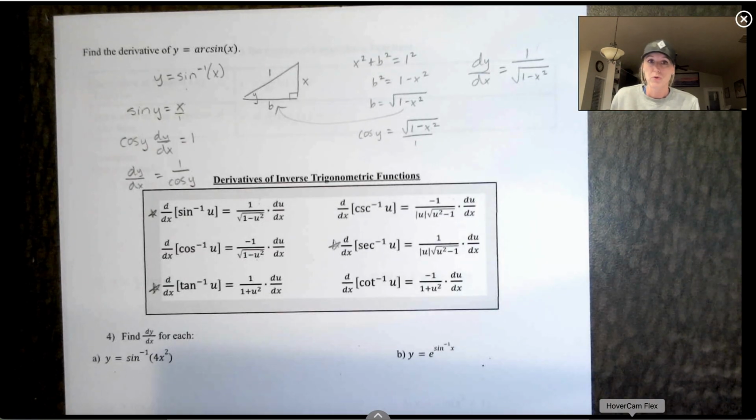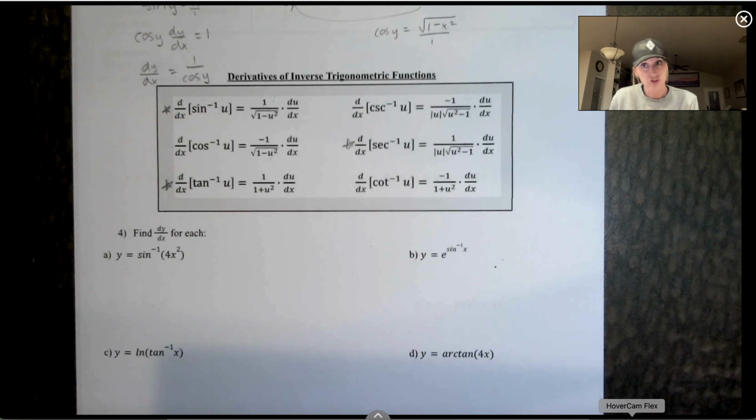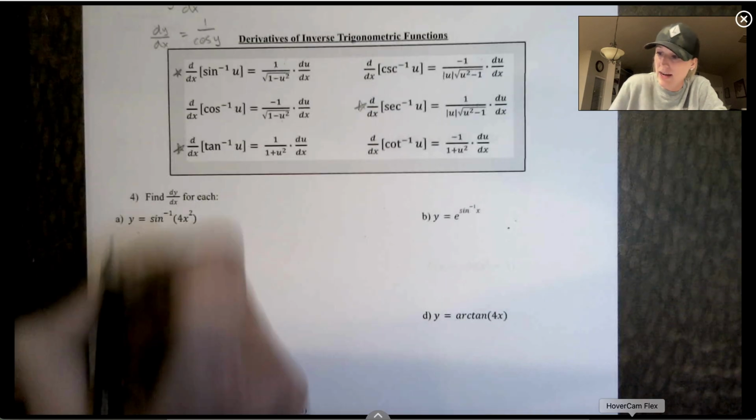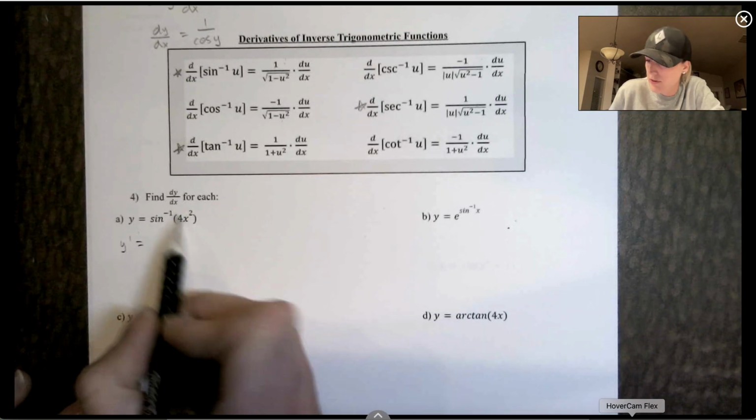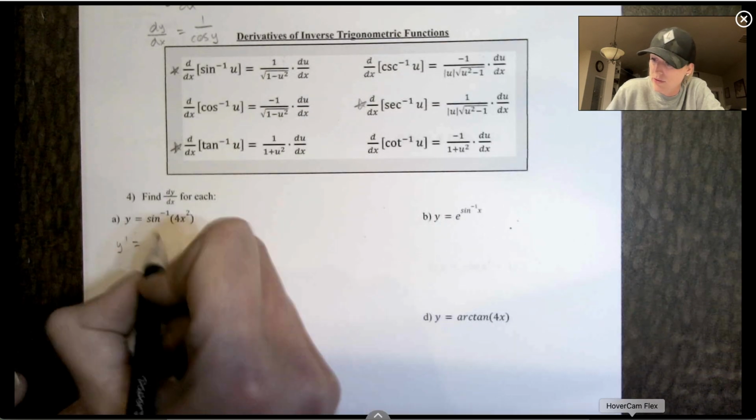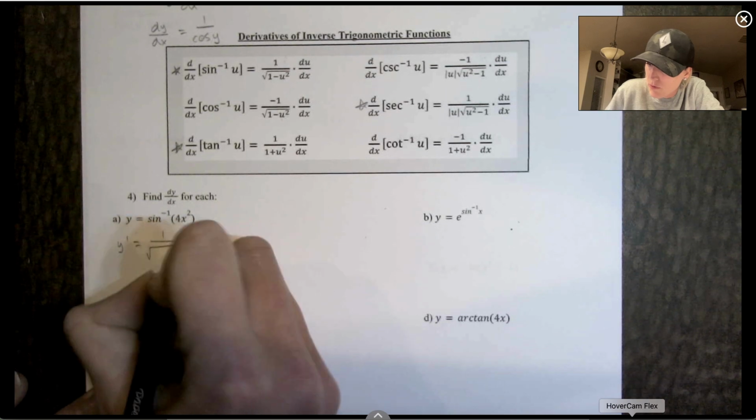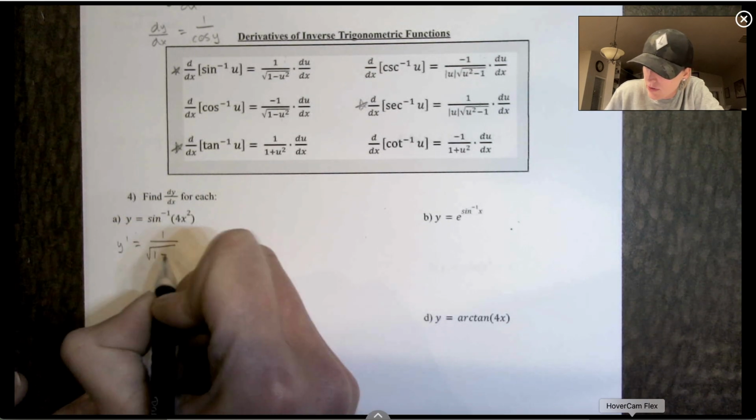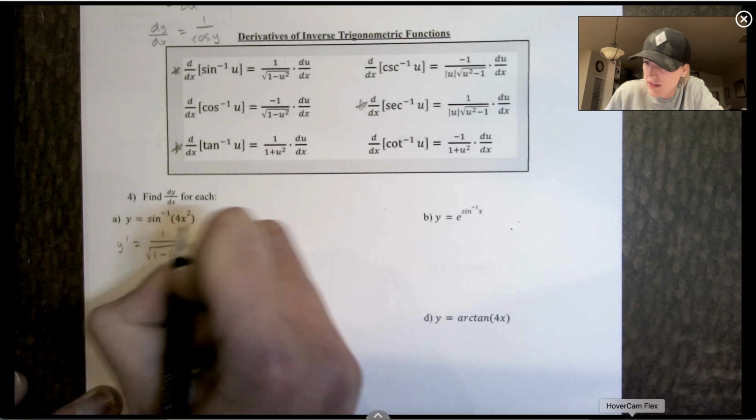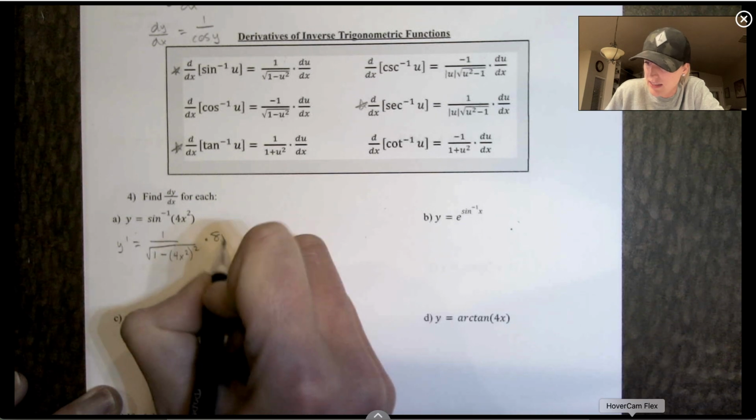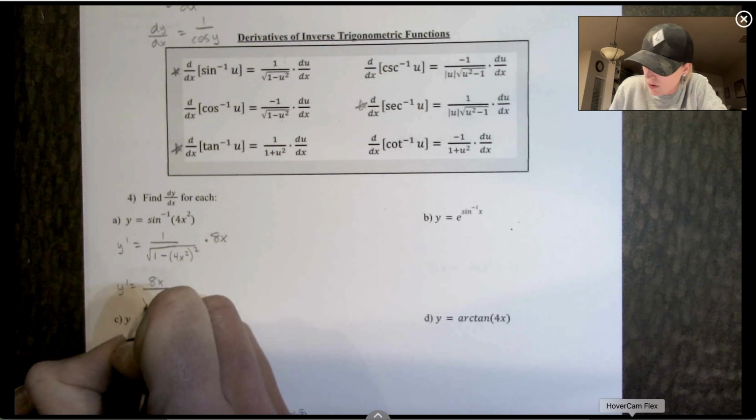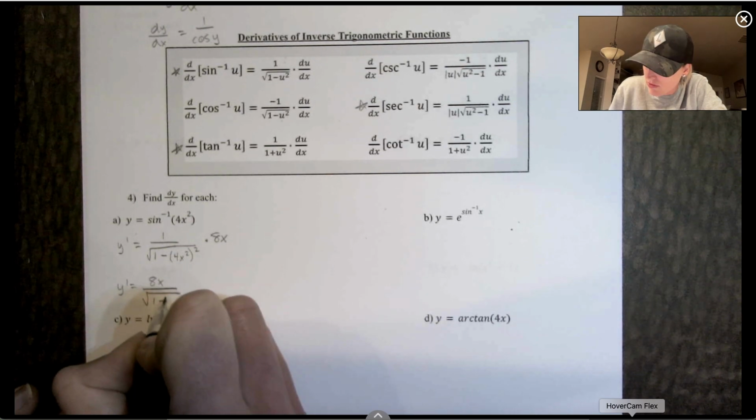Okay, so we're going to practice using some of these rules and the chain rule. We're still going to be incorporating that to find some derivative functions. So we're going to find this derivative. First I'm going to use the derivative of sine inverse, which is the one we just derived. It's going to be 1 over the square root of 1 minus the argument squared. So it's going to be 4x squared, times the derivative of that inner function, which is 8x. So y prime is equal to 8x over the square root of 1 minus 16x to the 4th.